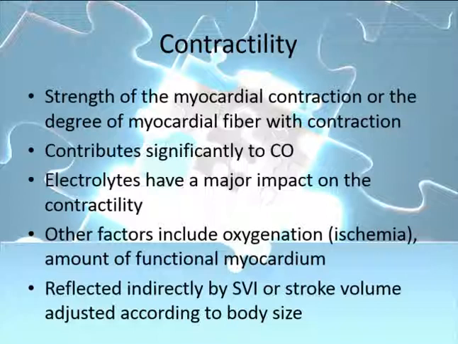Contractility is the strength of the myocardial contraction, or the degree of myocardial fiber shortening with contraction. It contributes significantly to cardiac output. Electrolytes have a major impact on contractility, and other factors include oxygenation or ischemia and amount of functional myocardium. It's reflected indirectly by SVI, or stroke volume adjusted according to body size, so it's your stroke volume index.